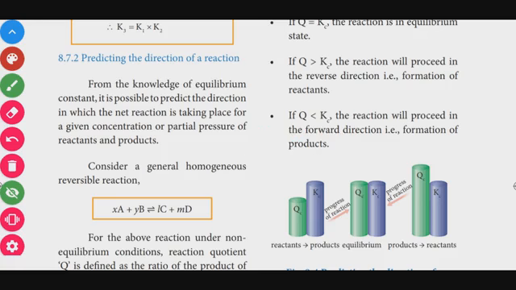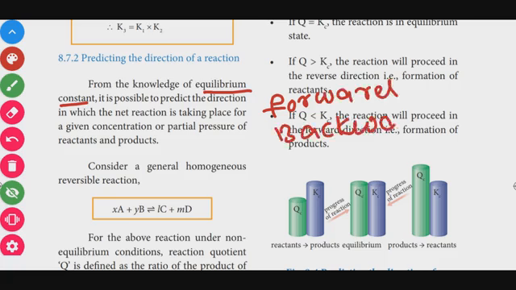First, from the knowledge of equilibrium constant, it is possible to predict the direction in which the net reaction is taking place for a given concentration or partial pressure of reactants and products. Okay, so equilibrium constant வச்சு நம்ம net reaction எந்த directionல take ஆகுது, either it is in forward direction அல்லது backward direction அல்லது equilibriumல இருக்காங்கிறத நம்ம concentration வச்சும் partial pressure of product or reactant வச்சு கண்டுபிடிக்கலாங்கிறத சொல்கிறாங்க.